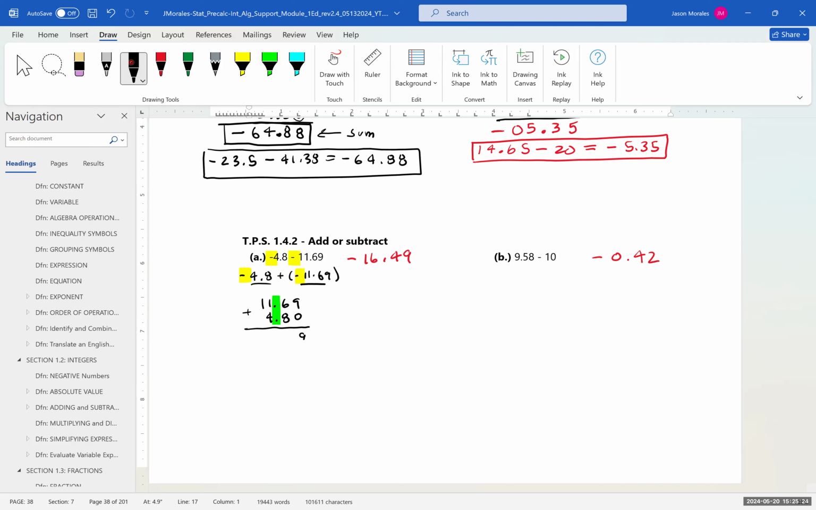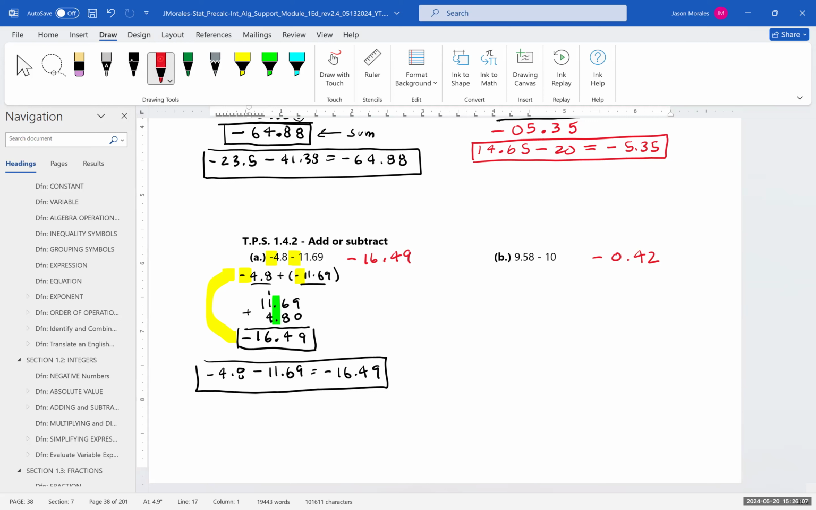So 9 plus 0 is 9. 6 plus 8 is 14 with the point. And so it's 14, carry the 1. So we've got 1, 2, plus 4, which is 6. And then drop the 1 down. And now we take the signs of both of these, since they're both negative, and we're just going to take that sign and bring it down here. So it'll be a negative 16.49. So negative 4.8 minus 11.69 is negative 16.49.